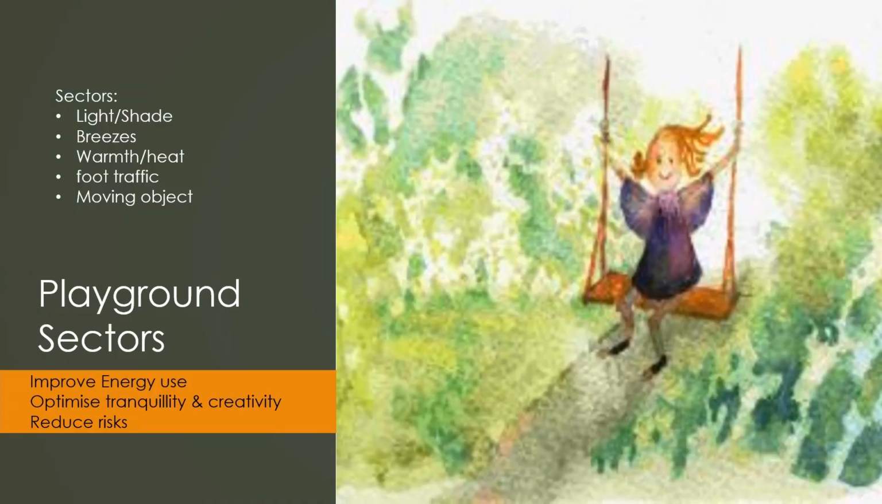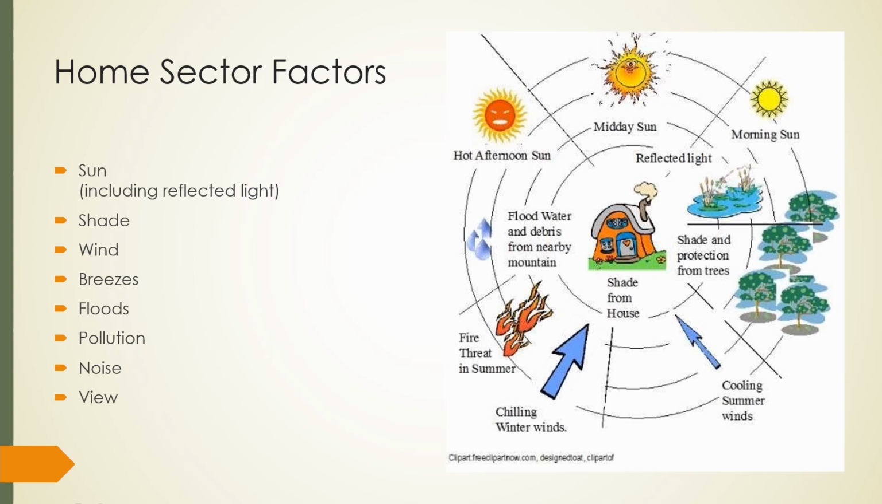What sectors would you find in a playground? Look at the light and shade, but the breezes and the warmth and the foot traffic is an important risk because you don't want people going in front or behind a swing. Children often do. So what are the home sector factors? We've got sun, shade, wind, breezes, and you might have the risk of flood waters, storm waters. There'll be pollution, and then there will be noise and views.